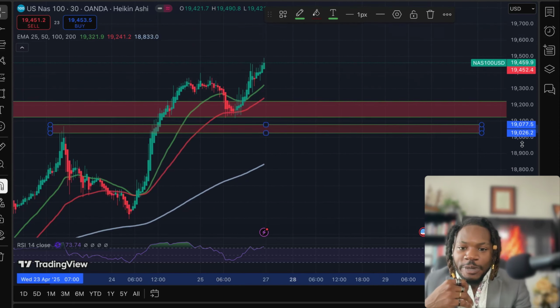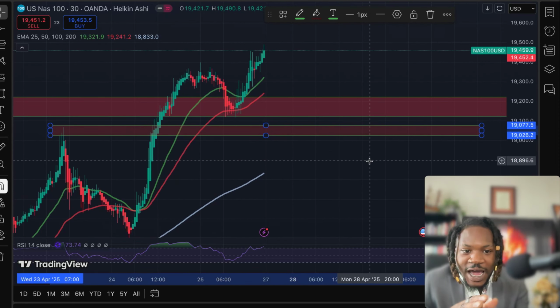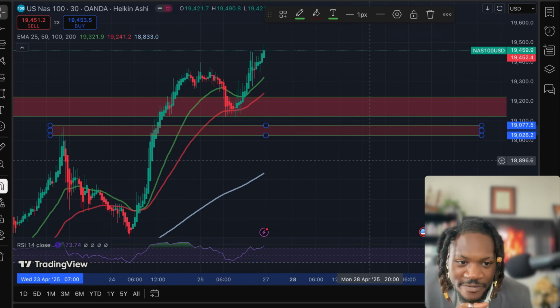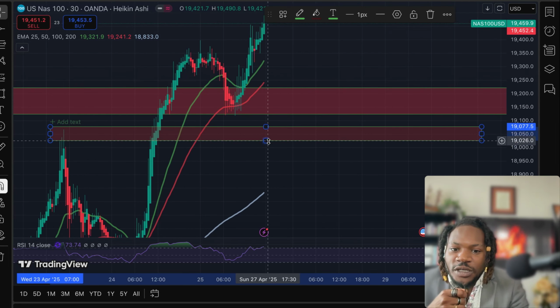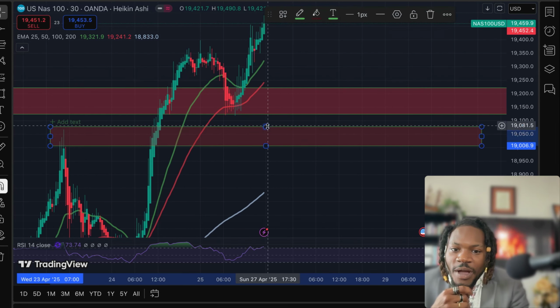So I'll be looking to get in around this 19,077, 19,026-ish area. Definitely looking for price to stop there and start buying.